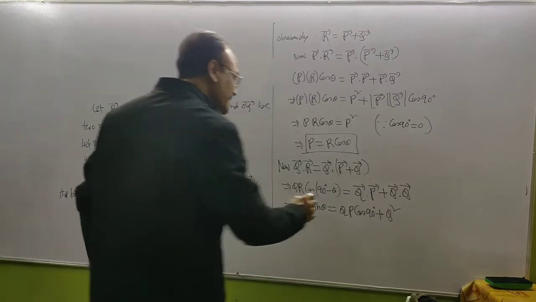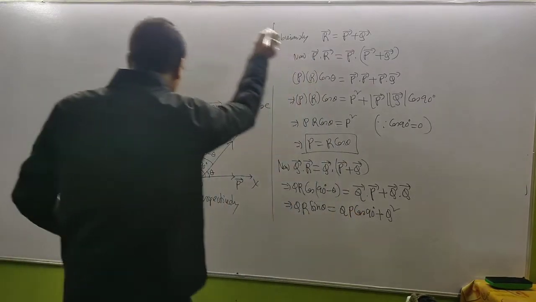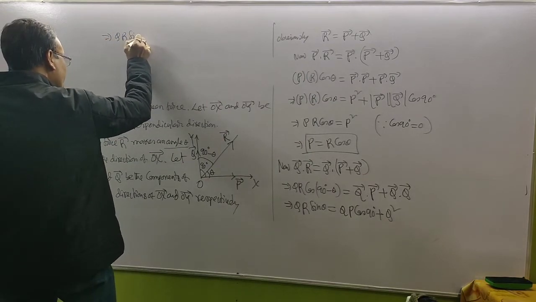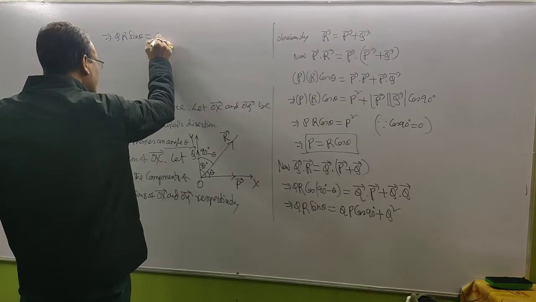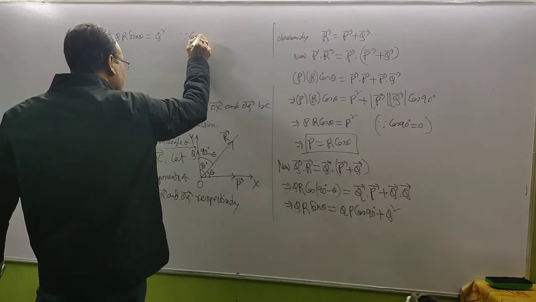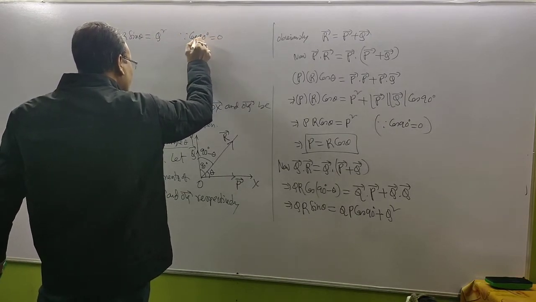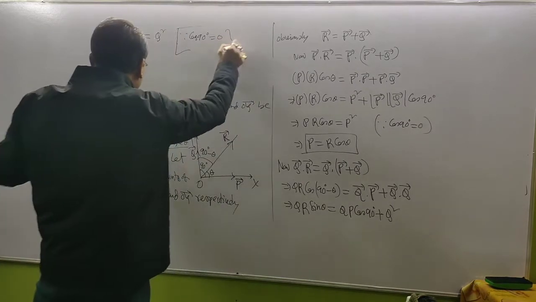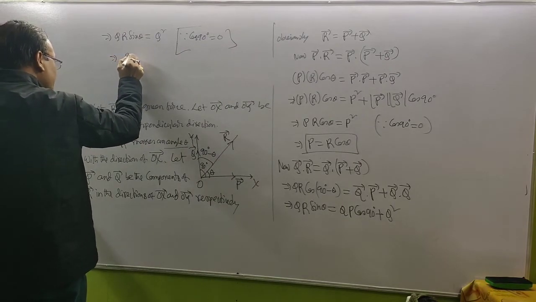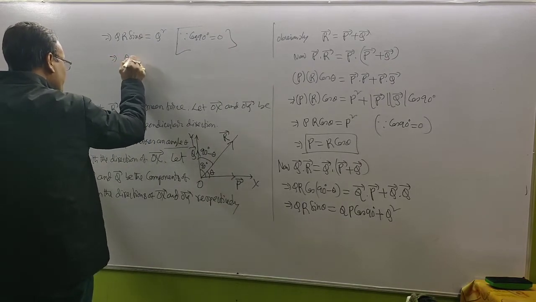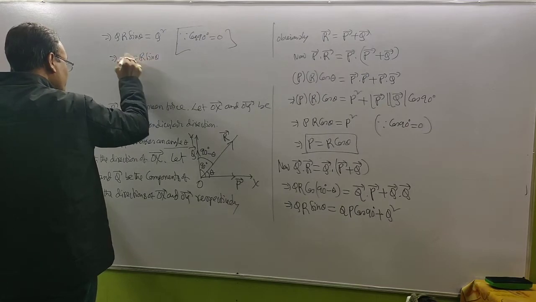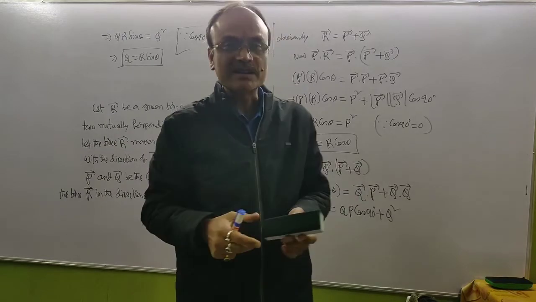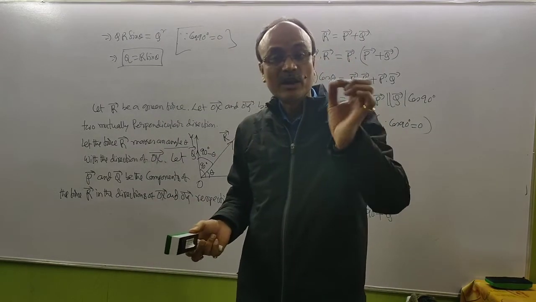Resolved parts of the forces. Cos 90 degree means it will be equal to 0. This means QR sin theta is equal to 0 plus Q square, since cos 90 degree equal to 0. Therefore, this means R sin theta, Q is equal to R sin theta. P equal to R cos theta, Q equal to R sin theta. These are the resolved parts.